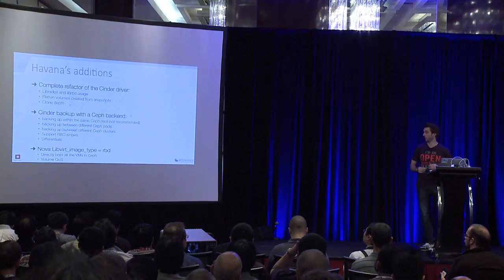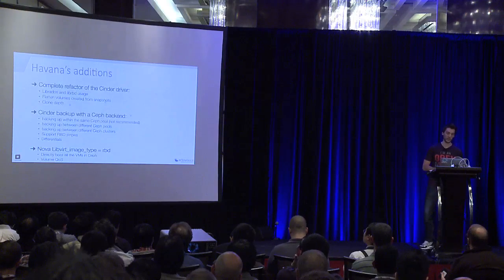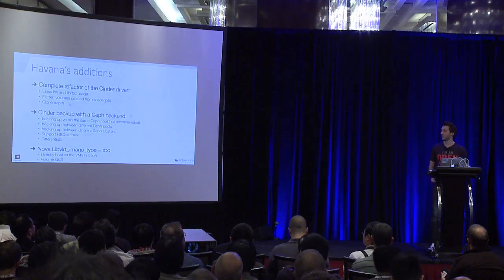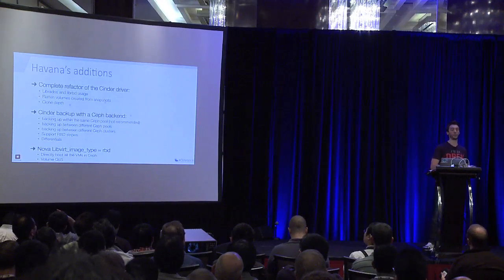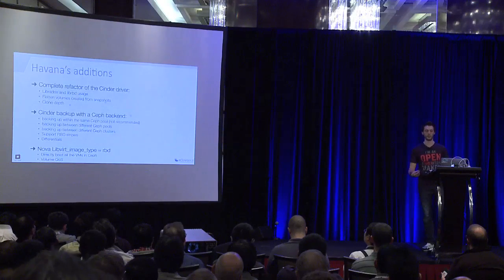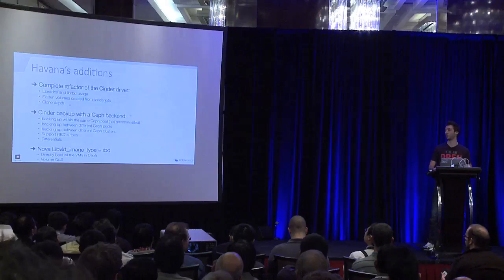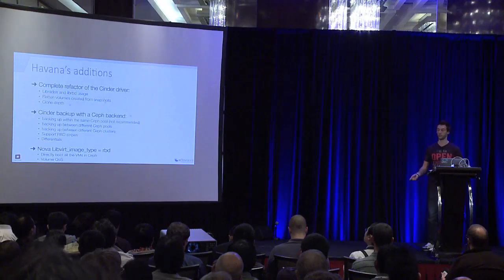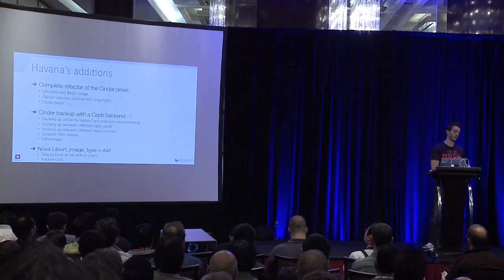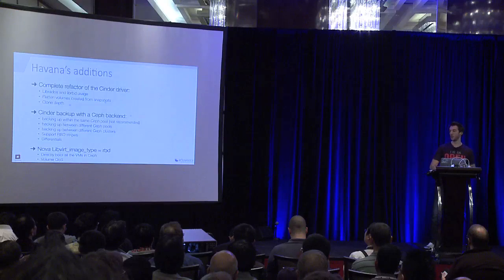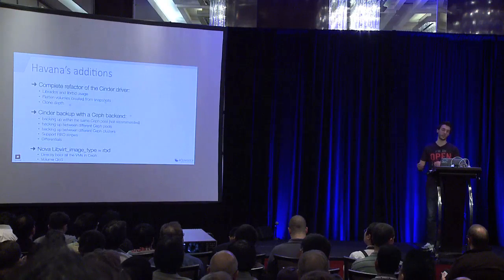And at least for me, one of the biggest additions for Havana around Ceph is the Nova libvirt image type. Originally, this flag is set to file, which means that every time you create a new virtual machine, you get a file on the system under /var/lib/nova/instances/instance UUID, and this file is just the root disk of your virtual machine. You also have a second implementation with LVM, so you specify your volume group, and then every time you boot a machine, it creates a new LV, and then it attaches to the KVM process.